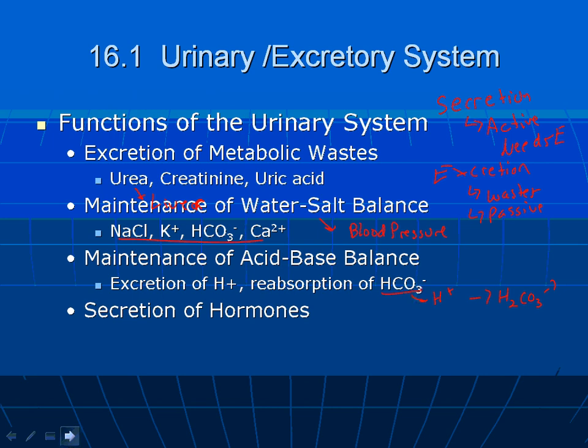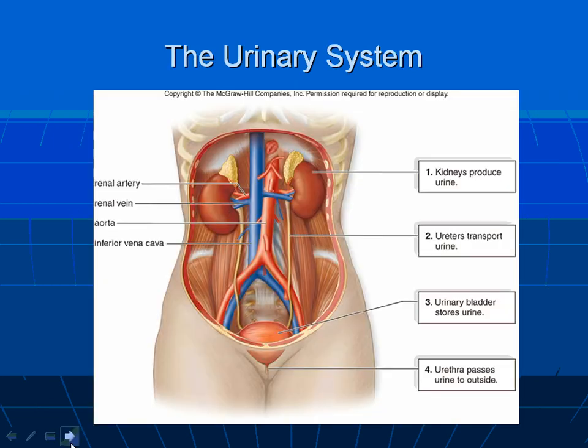And then also some secretions of hormones, those hormones being renin and erythropoietin. Both of those are meant to help us regulate our blood pressure mechanism. And again, we'll be getting into that in detail. All right, so let's get going here with the actual parts of the urinary system.